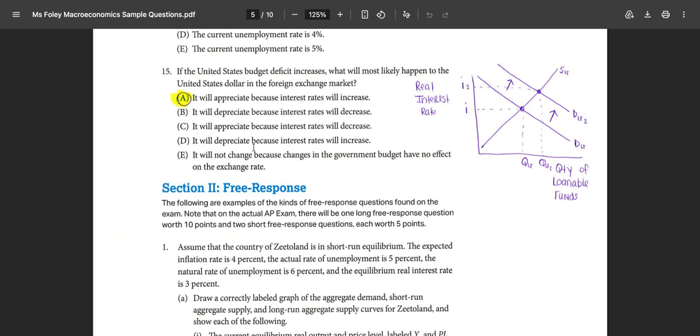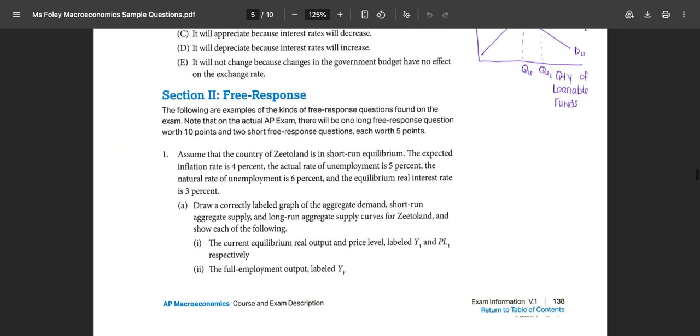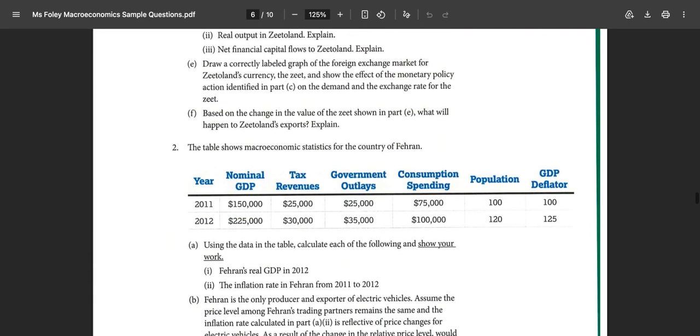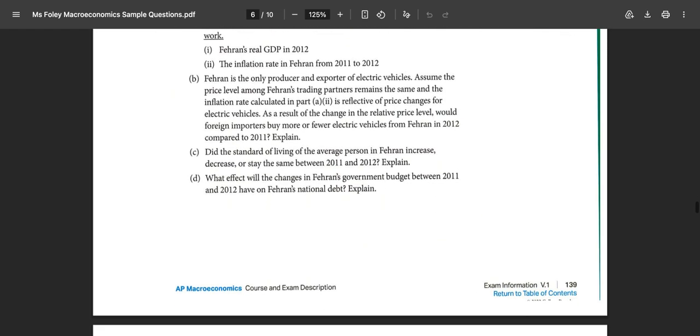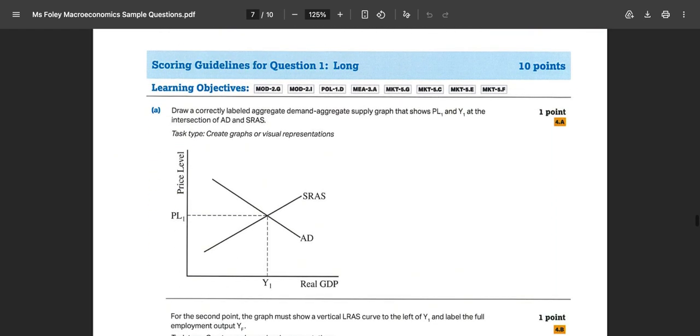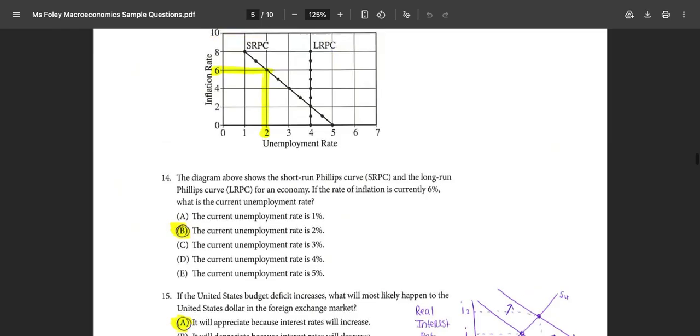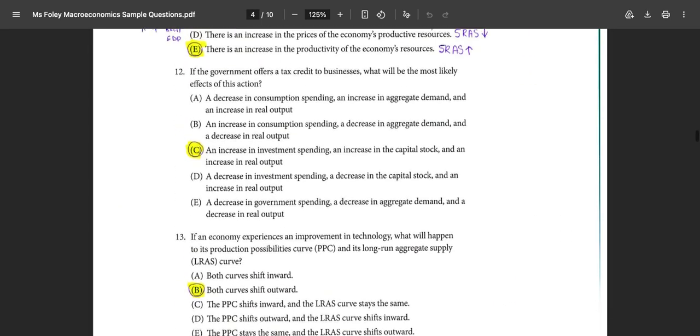Okay. The next thing that we have are some free response questions. I'm going to post these answers. It's a really good idea. I'd like you to try these, okay? I'm going to post these answers and exactly the rubric so you can see how you are graded for those free response questions.